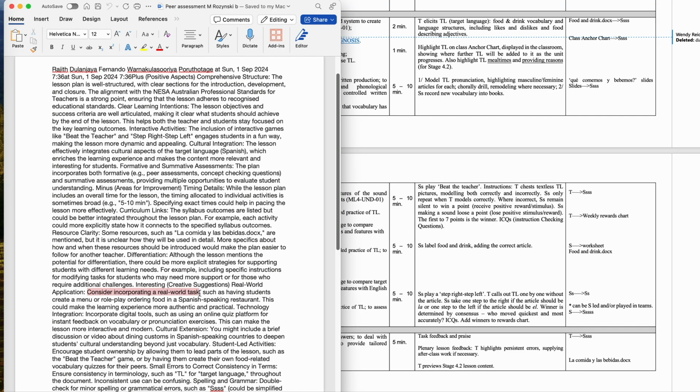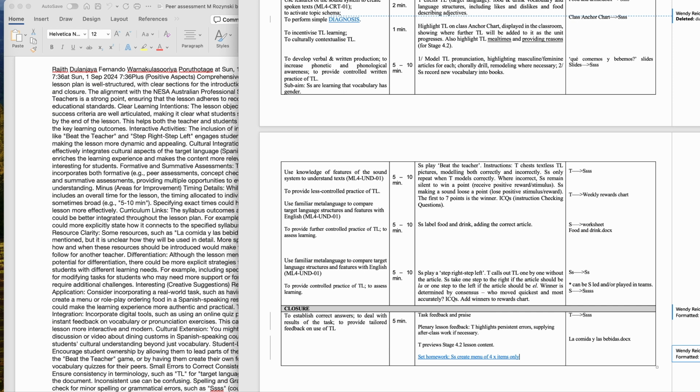Other feedback suggested I incorporate real-world tasks into the lesson. I did go ahead and create a homework task in which students have to create a menu using the food items they will have learnt.